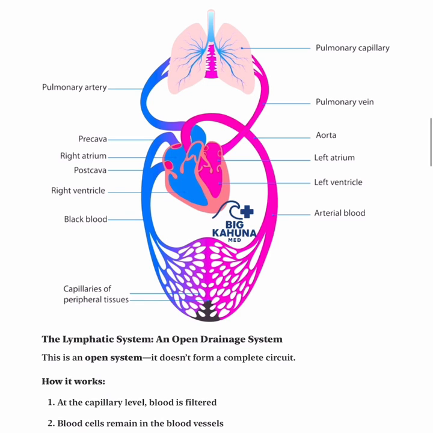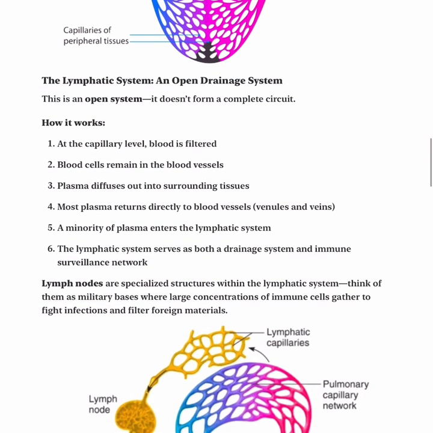Next up, let's get this lymphatic system under control. So this is an open drainage system. By open system, I mean it does not form a complete circuit. So how does it work? Let's get it. At the capillary level, blood is filtered. The blood cells remain in the blood vessels. Plasma diffuses out of the surrounding tissues.